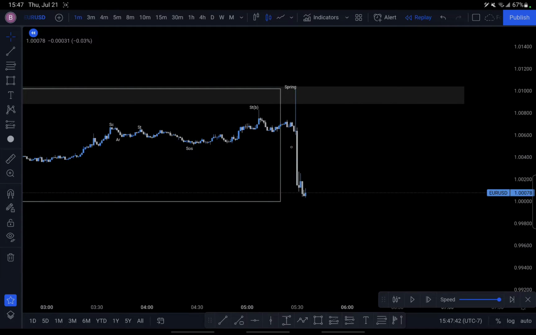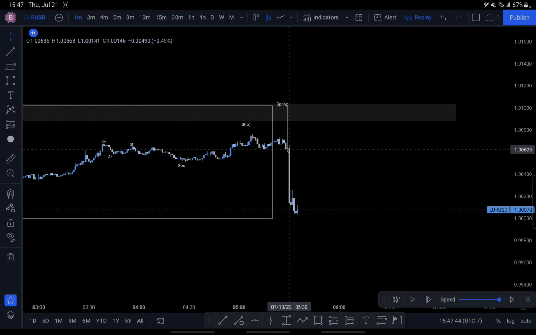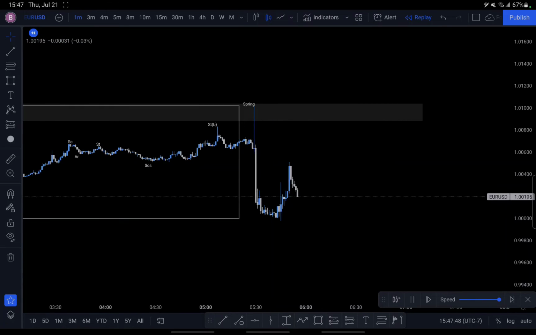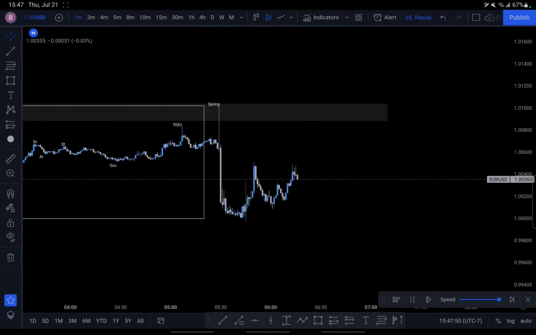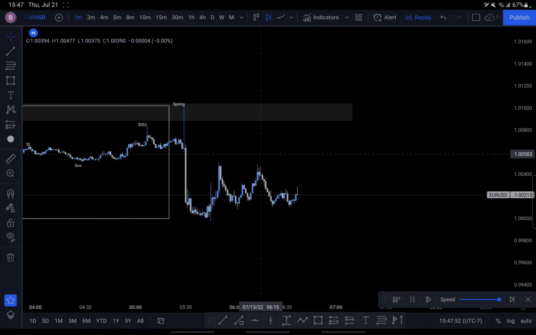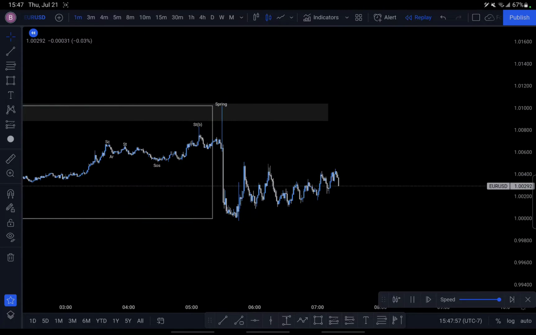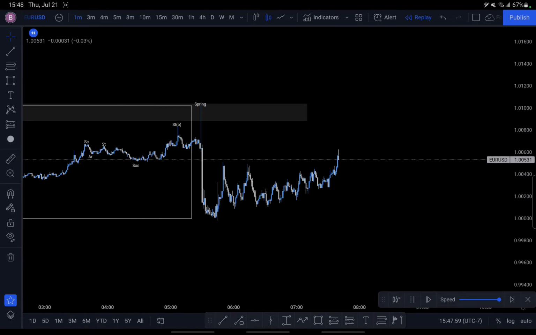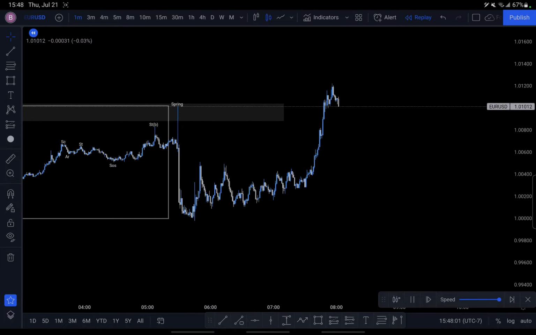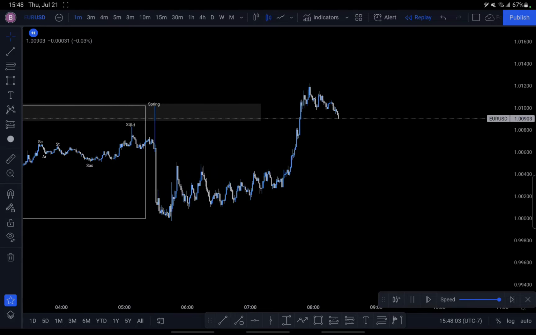Okay, as far as any entries, I don't see how we could have gotten in. Let's keep playing price out, see if price comes back to test any zones. If it does test this zone, that could have been an entry, but it doesn't look like it is. Okay, price breaks up.